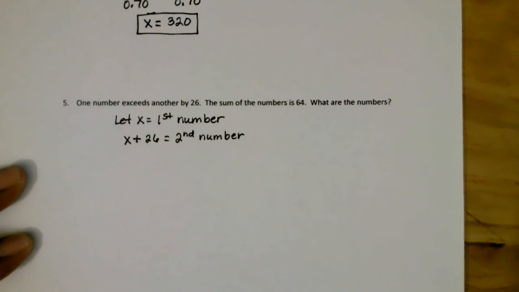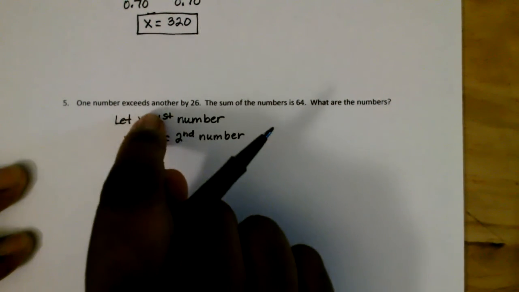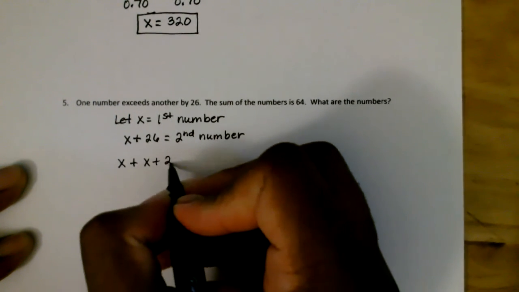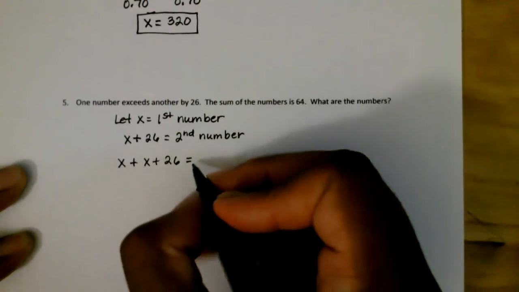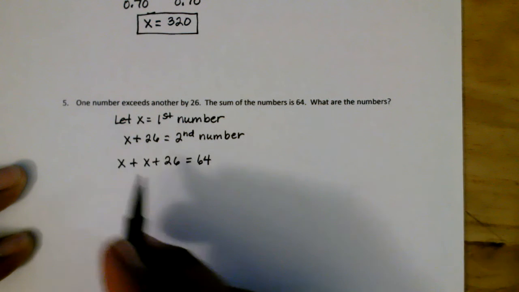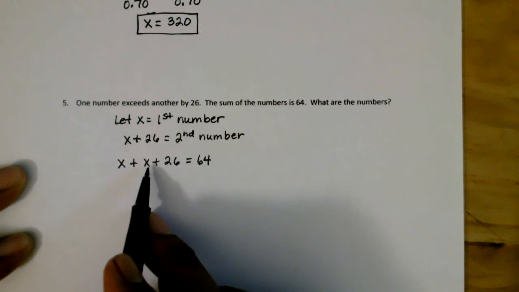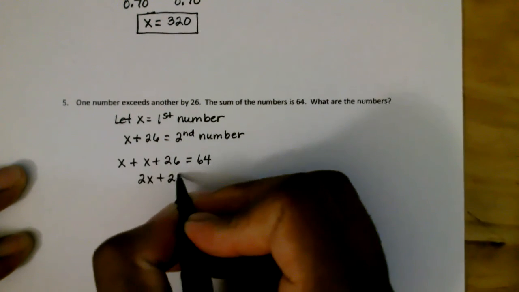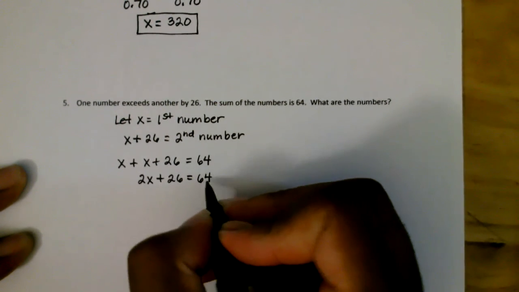And the sum of the numbers is 64. What are the numbers? Okay. Well, the sum means I need to add the first and the second numbers together. The first number is represented by X, plus the second number represented by X plus 26 equals 64. So here we're going to find what those numbers are. Now, again, this is 1X plus another 1X, that's 2X plus 26 equals 64.